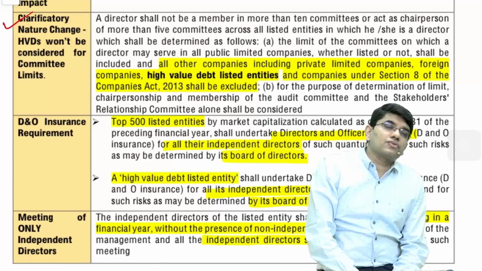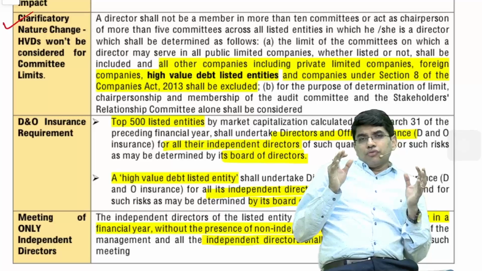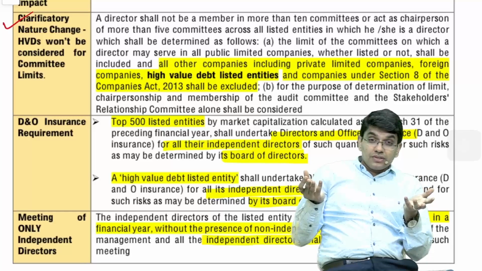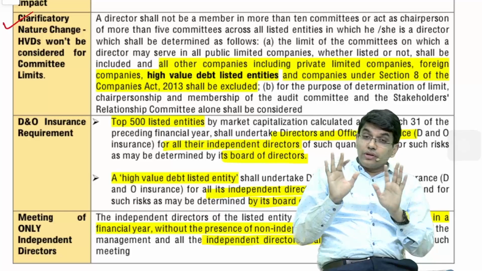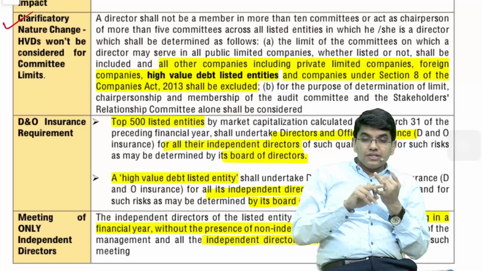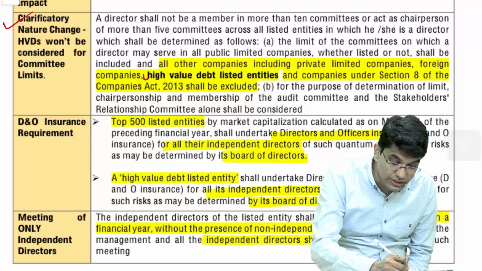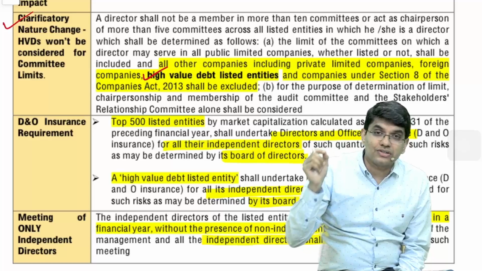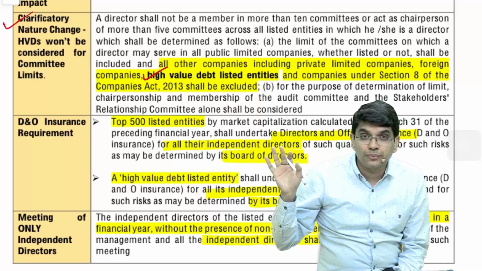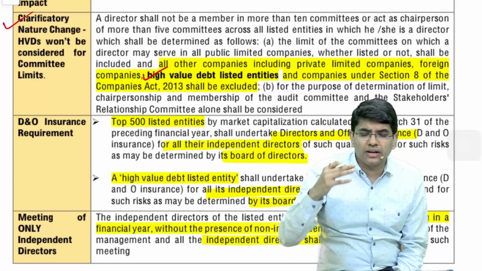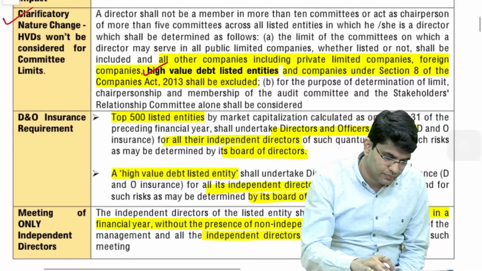And when we talk about this, we should consider only public companies, and that too only 2 committees: audit committee and stakeholder committee. Only 2. We are not supposed to count private companies, foreign companies, Section 8 companies. And now, as a clarification, they say that we are not supposed to count high value debt listed entities also. HVD entities should not be counted. It's just a clarification. Again, it's not going to have much impact.